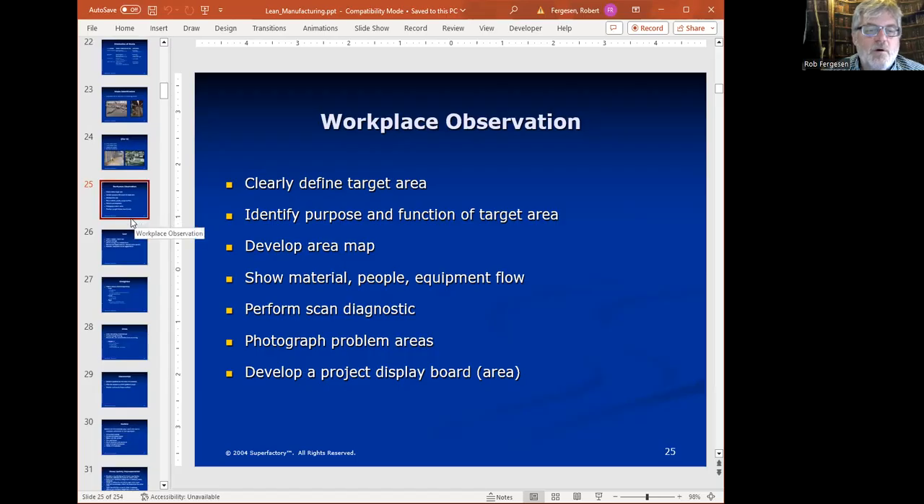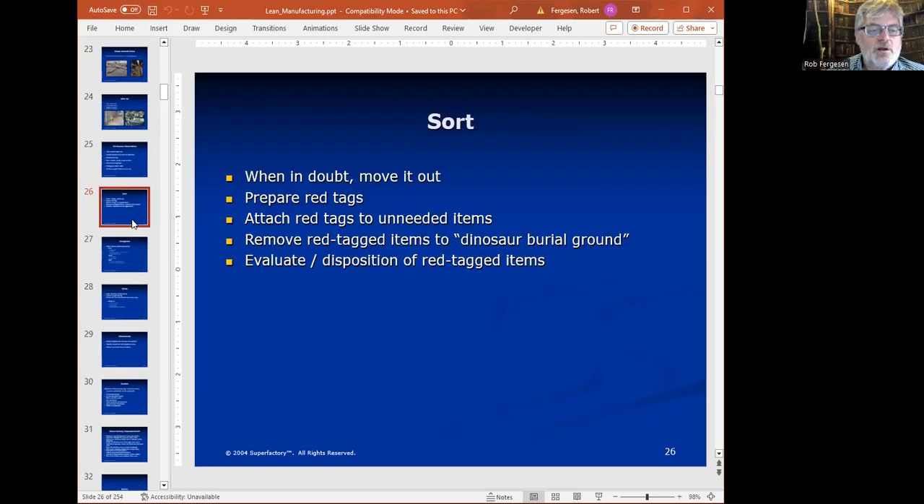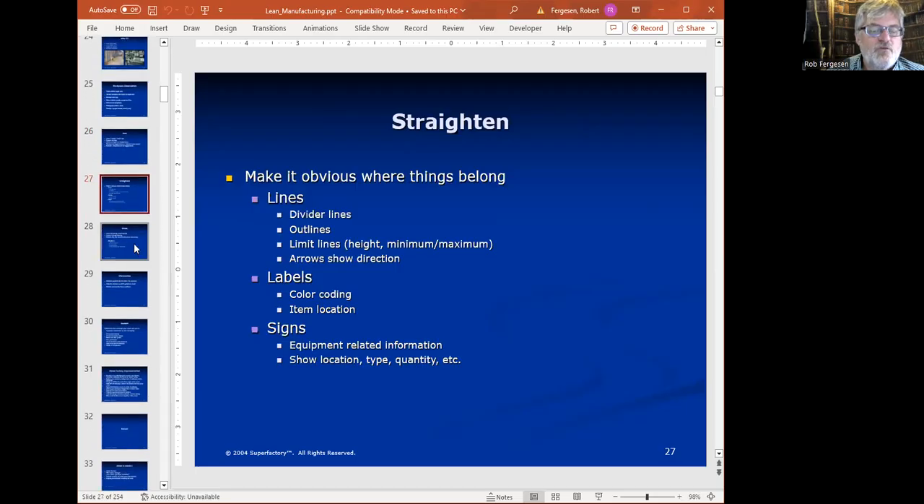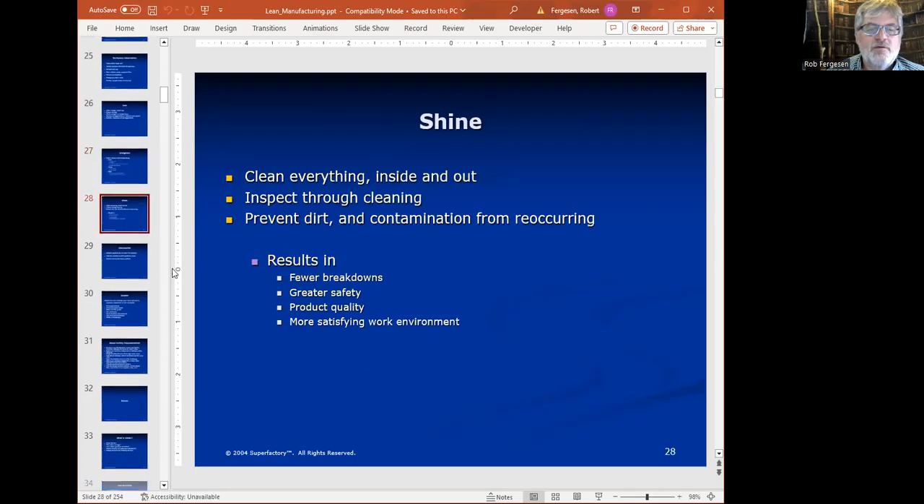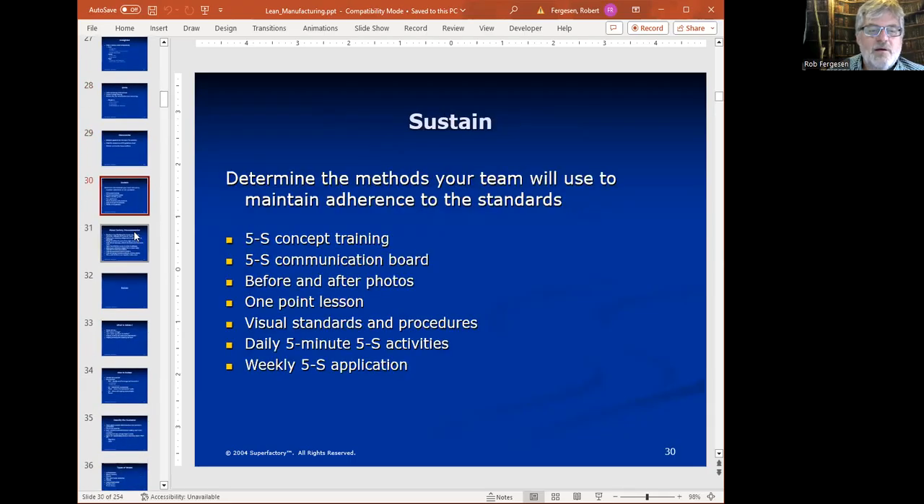All right, so we're going to skip through a couple of these slides as less important for our purposes. For instance, a common thing in a normal lean manufacturing process is workplace observation. We're going to quickly go through some of these things: sorting out your parts, straightening lines, labels and signs, shining, standardizing, and sustaining. I will say a little bit about sustaining, and that's the part that I fall short on in my own personal workspace.